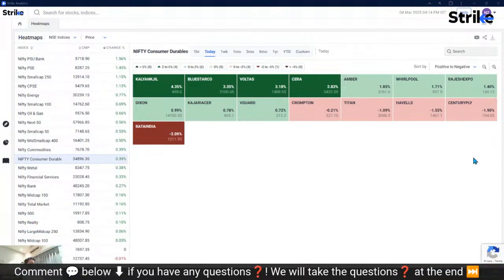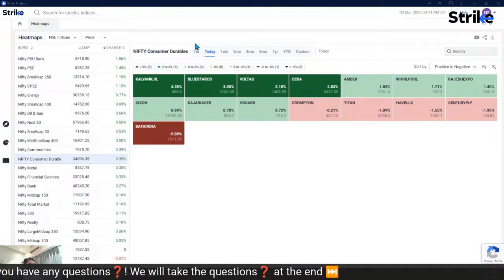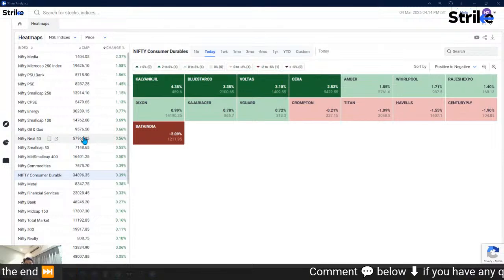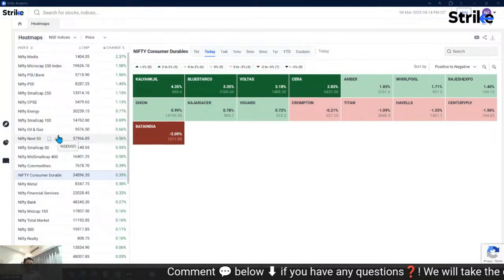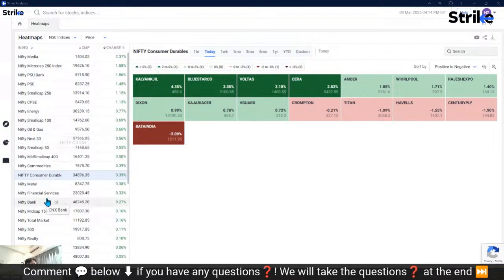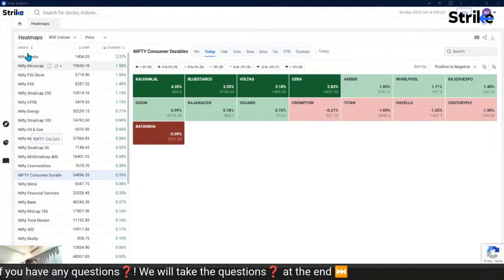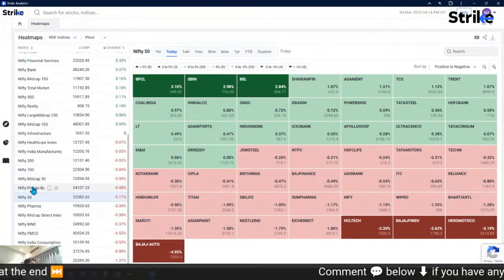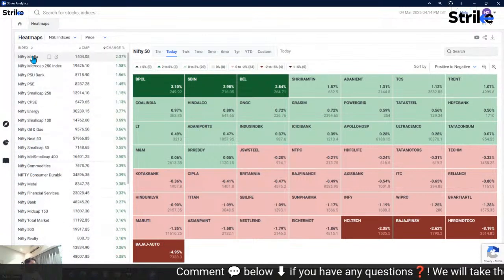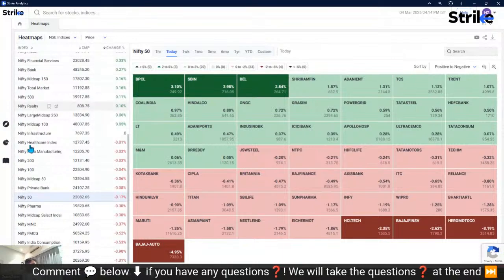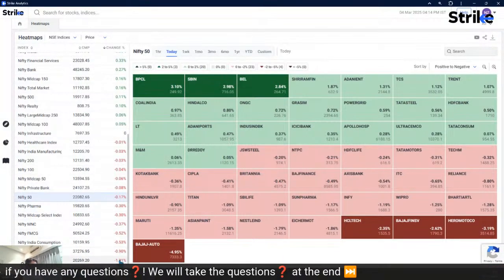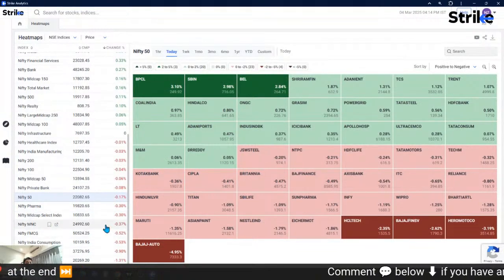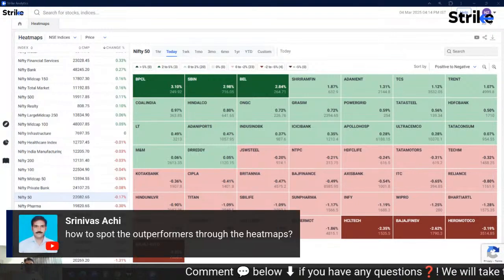How to spot the outperformers through the heat maps? So Srinivas ji, all the green ones are the outperformers in this particular sector. And when we talk about outperformers or underperformers, we refer to a benchmark, and the benchmark generally is Nifty 50. So where is Nifty 50 over here? Here. So this is Nifty 50. All the sectors which are above Nifty 50 are outperformers, and all the sectors which are below Nifty 50 have gone down more than what Nifty has gone down today. They are all underperformers for today. I hope, Srinivas ji, you understood.